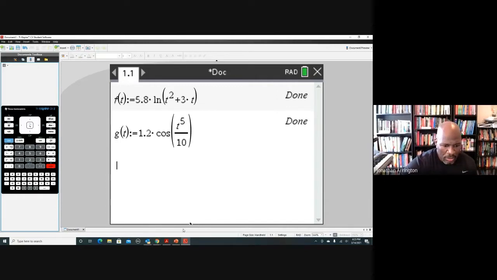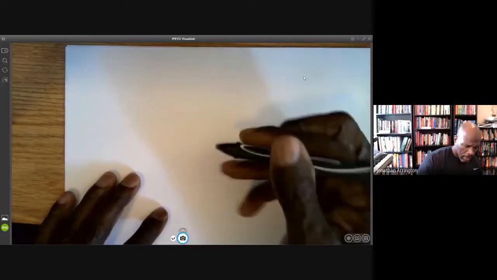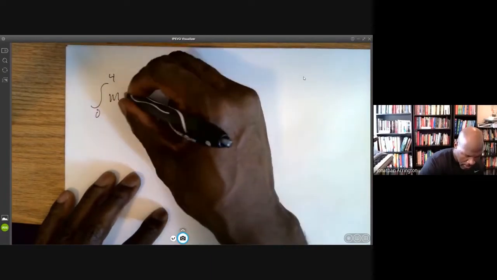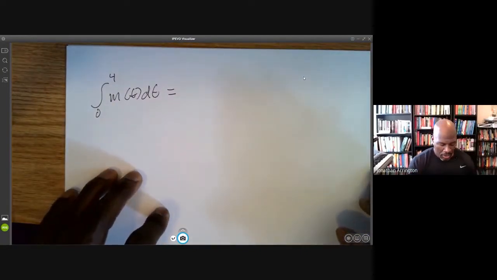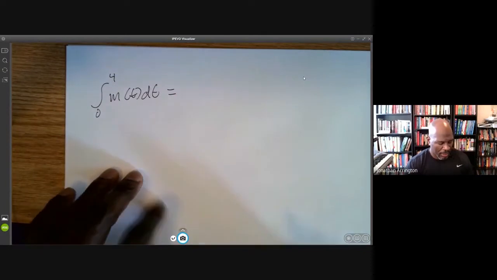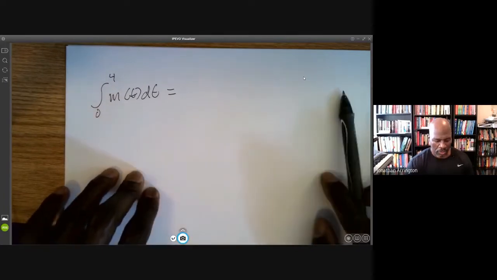And now let's go back to question A. Question A was how many centimeters of snow melt from the top of the mountain during the first 4 hours? So the first 4 hours, of course, are from time t equals 0 to time t equals 4. So let's write what we're going to have to write on our paper. What we want to find is the integral from 0 to 4 of M of t dt. Really, it's that simple. Of course, we're going to find the actual answer using the calculator, but what we need to write is this, and then once we get the number, we'll put the number there. We don't have to write specifically what the function M of t is, just integrating the function M of t from 0 to 4 is sufficient.